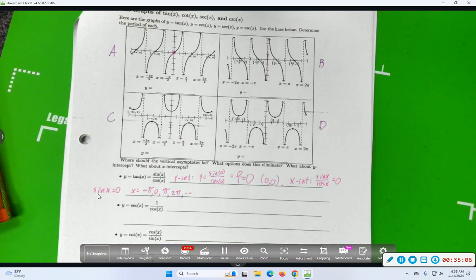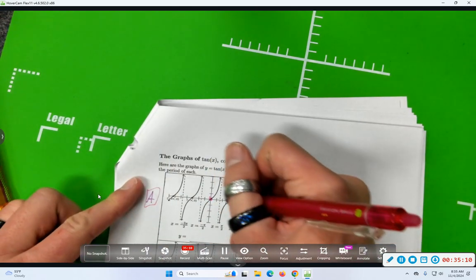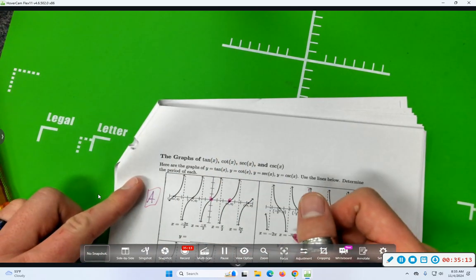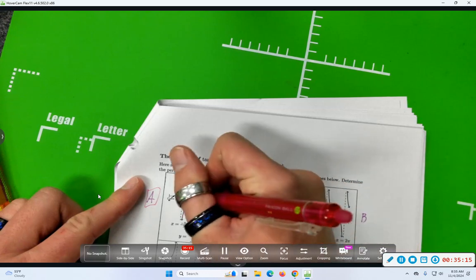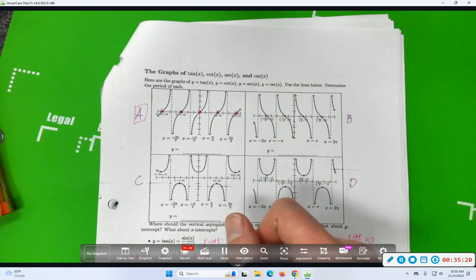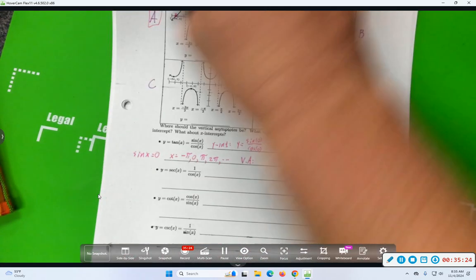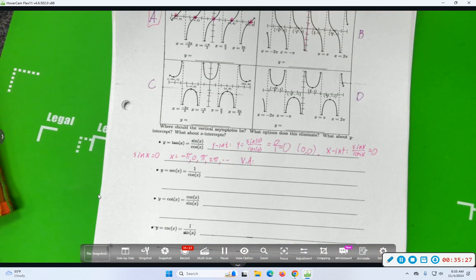All right, so let's see if that agrees. A was the graph that we settled on. Yep, x-intercept at pi, 0. x-intercept at 2 pi, 0, negative pi, 0, negative 2 pi, 0. Seems to hold up. Vertical asymptotes. How do you find the vertical asymptotes of a fraction like this? Think like rational functions. How do you find vertical asymptotes of rational functions?